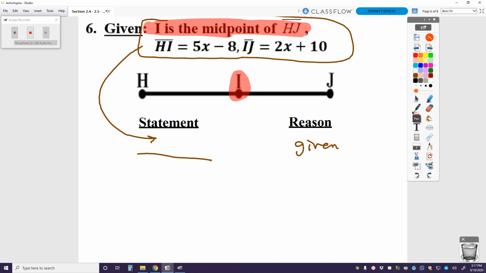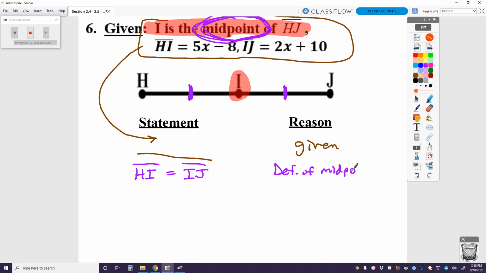So what does it mean that I is the midpoint of segment HJ? Well, it means that what's to the left of I and what's to the right of I must be the same length. So this is where we're going to have our geometric statement. We know that segment HI is going to be equal in value to the length of segment IJ. And how do we know that was true? Now, you got to make sure that you use the right word here, and you have to use the word that was given to you. It's by definition of midpoint.